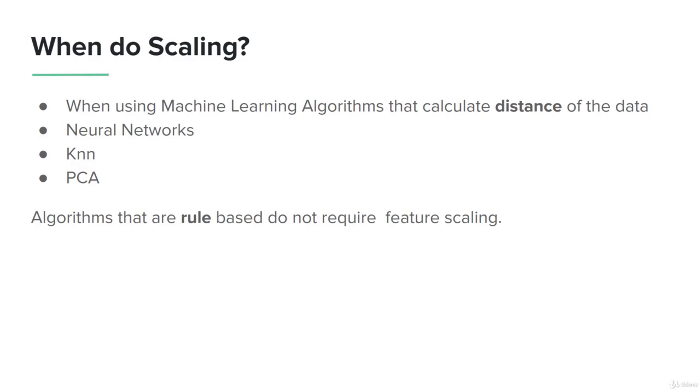Or if you're using linear regression, most of them require the difference of actual and predicted value. So there is the distance between the actual and predicted value, which is considered to be the error in the case of linear regression. So that's what we mean by distance. Whenever we are dealing with such types of algorithms, we need to make sure that the features are scaled.